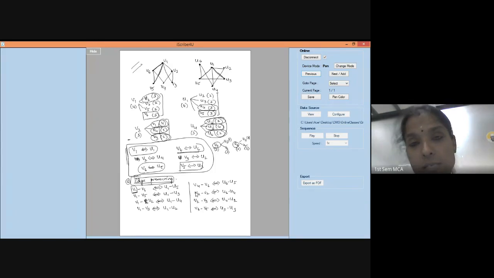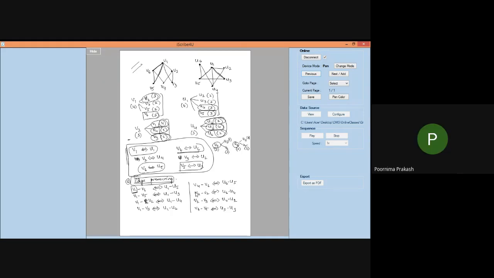Is there an edge existing from U1 to U5? Yes, it is existing. Are they adjacent? Both U1 and U5 are adjacent? Yes, they are adjacent. So it is correct. Are you getting me? Yeah, ma'am.